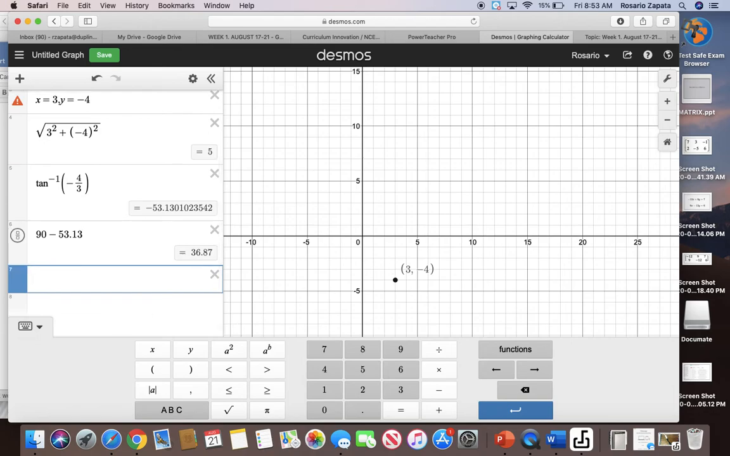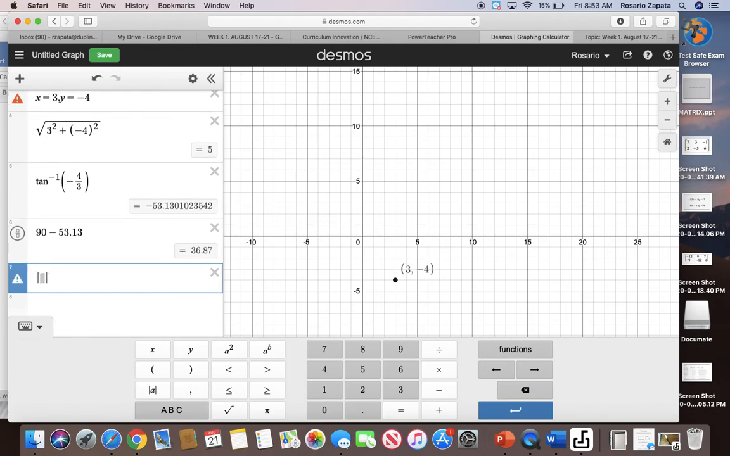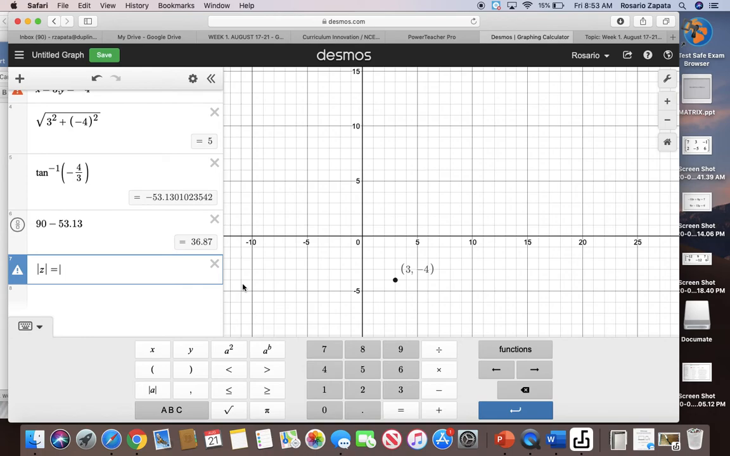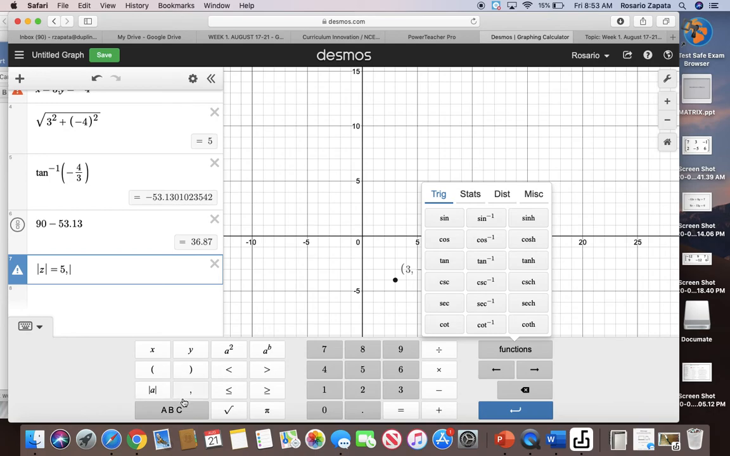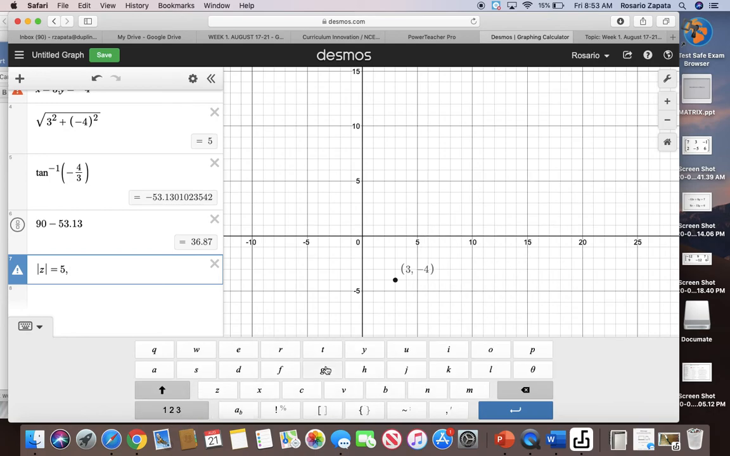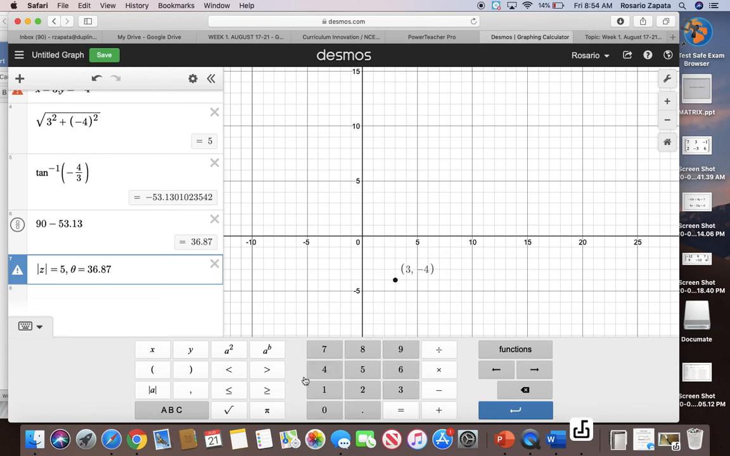Therefore, our vector is equivalent to a magnitude of 5 at an angle of 36.87 degrees. There's no exponent, but this one is actually 36.87 degrees, and that's it.